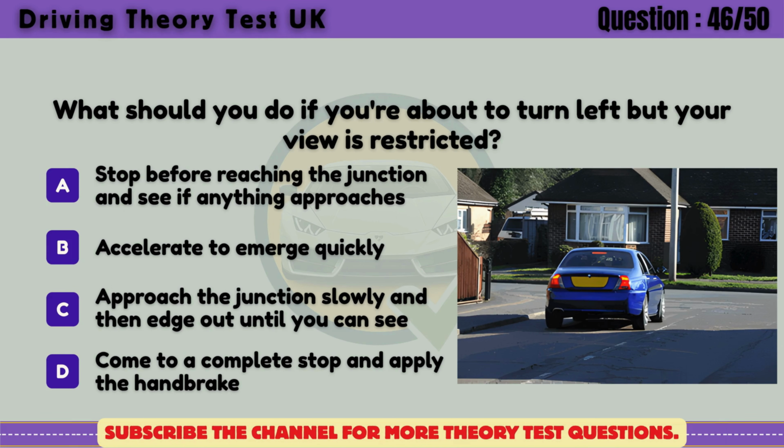Option A. Stop before reaching the junction and see if anything approaches. B. Accelerate to emerge quickly. C. Approach the junction slowly and then edge out until you can see. D. Come to a complete stop and apply the handbrake.